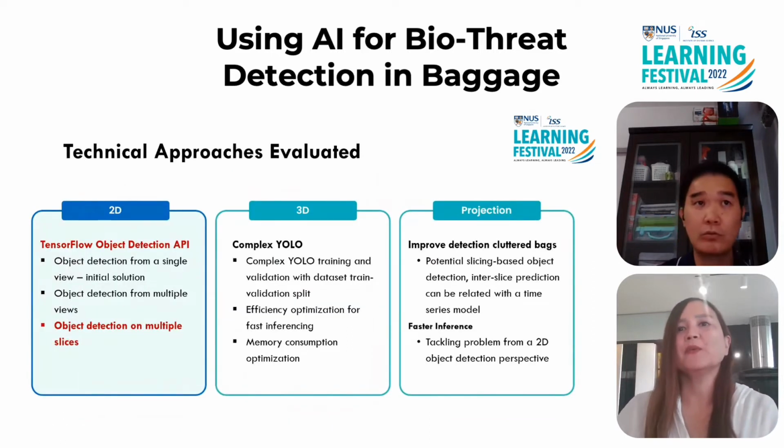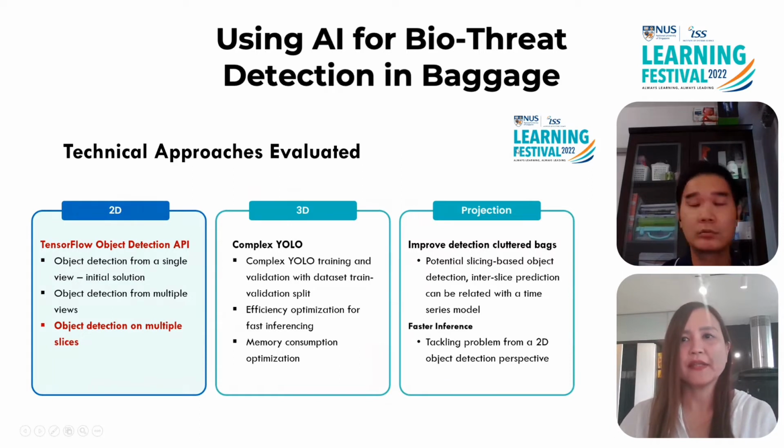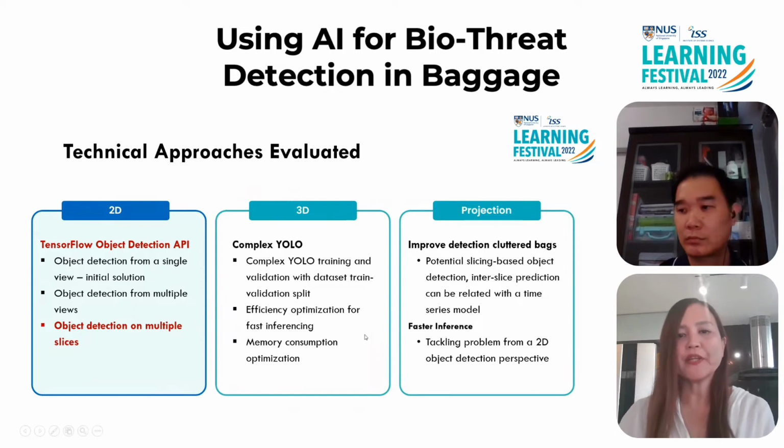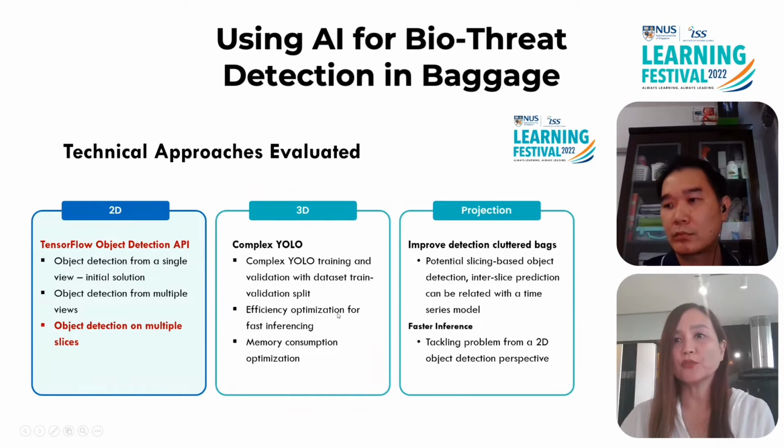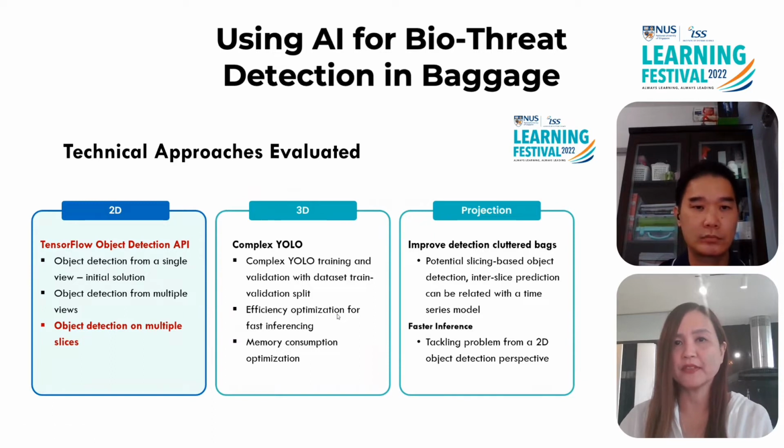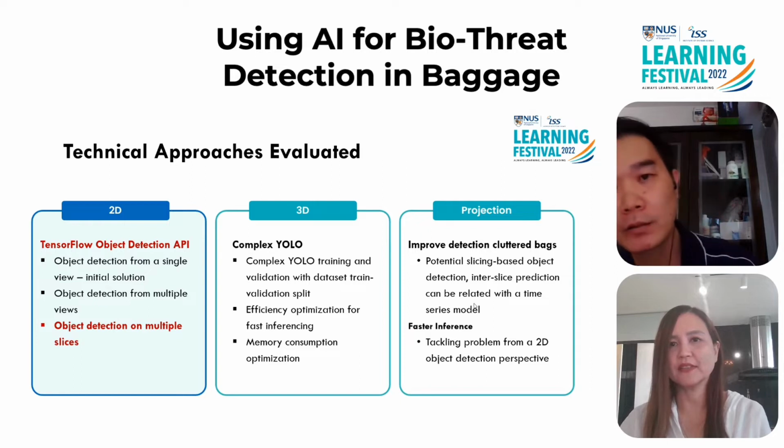We have actually evaluated 3 technical approaches and trained our data sets, including 2D, 3D, and the projection-based method. In the 3D method, we use Complex YOLO to train and validate the data set. Efficiency and memory optimization were also done to improve speed for faster inferencing. For projection, a slicing-based object detection method was developed. Inter-slice prediction can then be done with a time series model to improve detection in cluttered bags and faster inferencing.